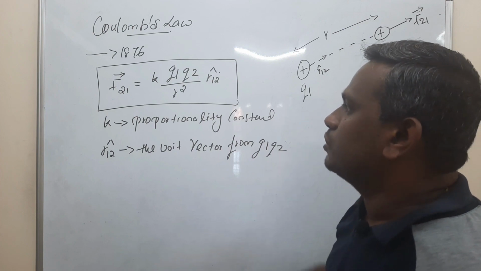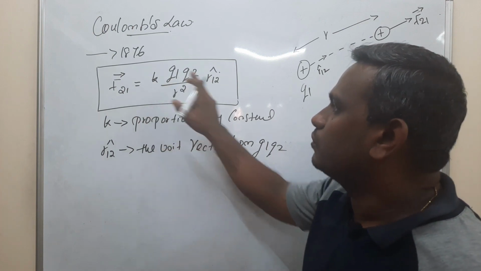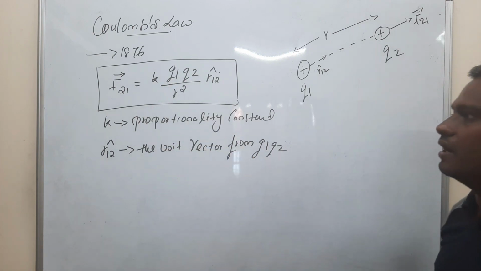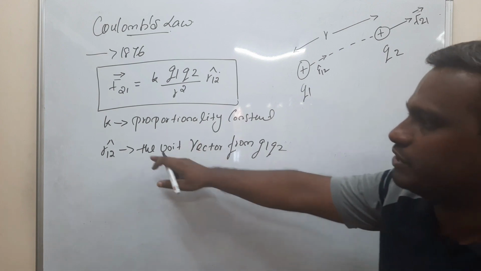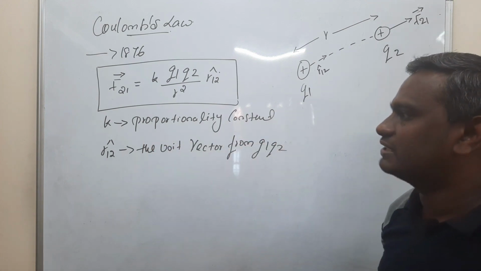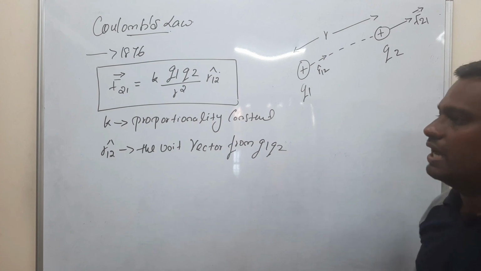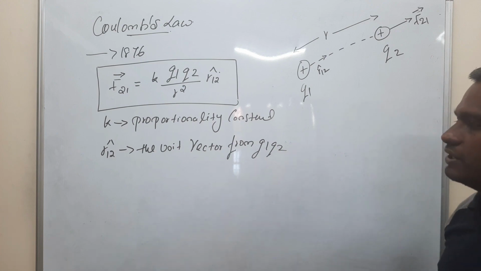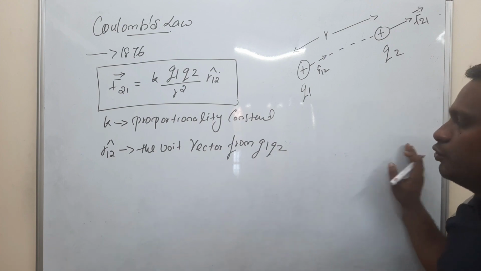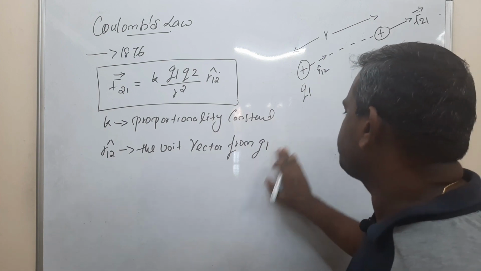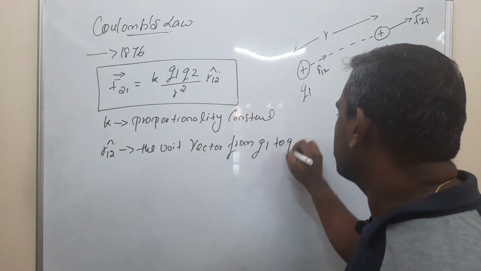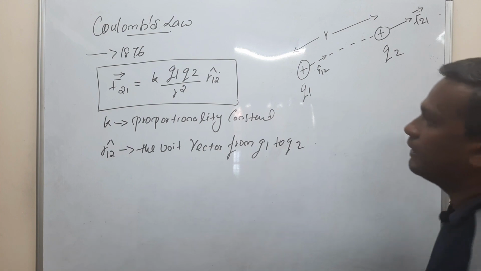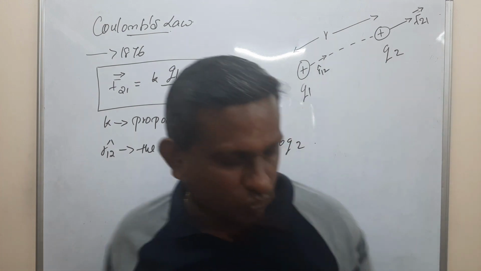Okay, so that's why we are writing K into Q1 Q2 by r square r12 cap. So from the expression, K is the proportionality constant and r12 cap is the unit vector from Q1 to Q2. Okay, so this is Coulomb's law.